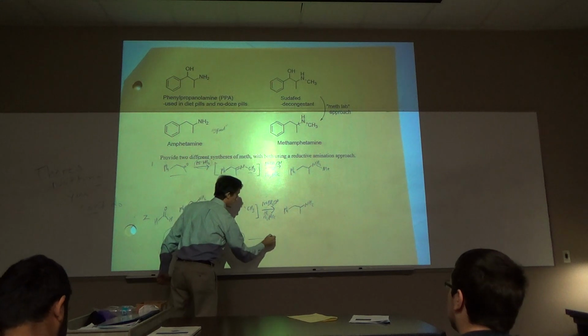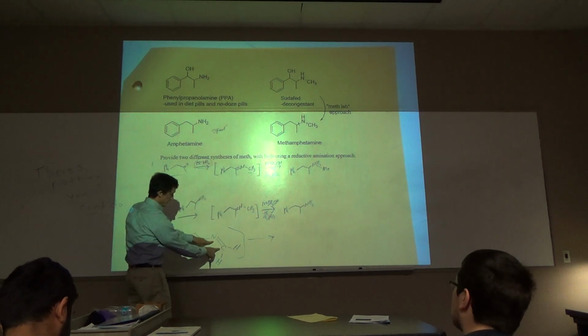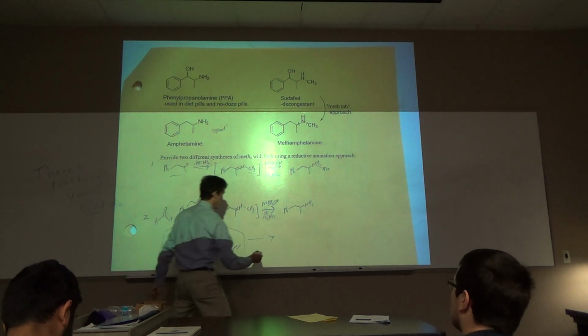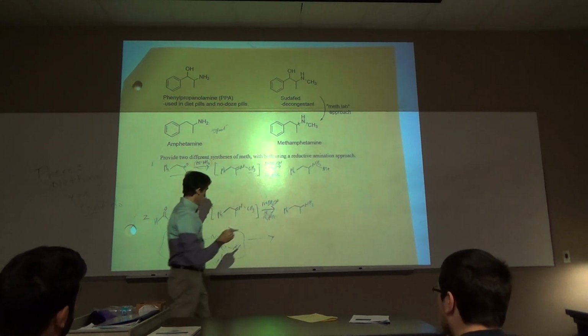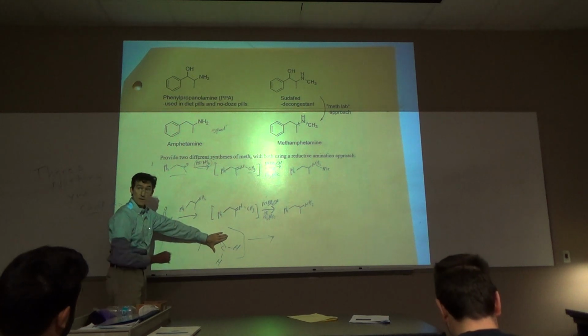Then when you reduce it, well, this just becomes NH and CH. And so that's going to give that. NH and another CH. When you put another H on that, that carbon becomes a methyl, right?